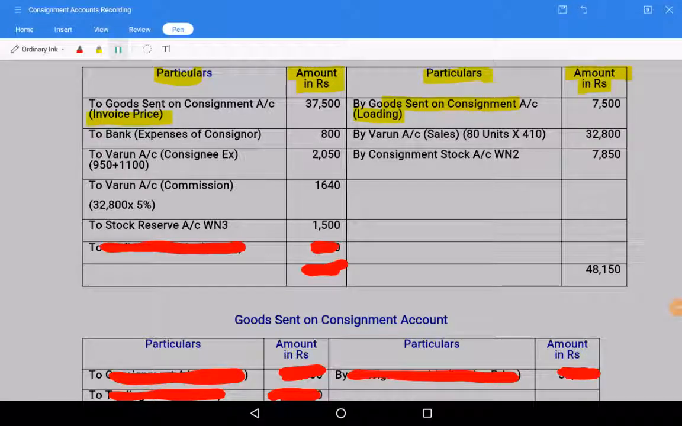48,150 credit side. From 48,150, if you deduct 37,500 minus 80 minus 2,050, 1,640 and 1,500, then you will get a profit of 4,660. So that will be written to profit and loss account, balancing figure, and total of credit side will be written here. So here we have entered the consignment account.